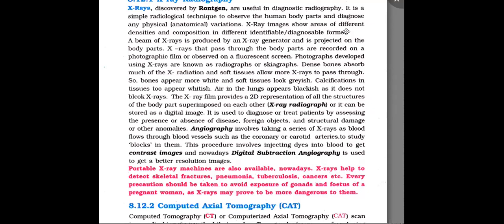Okay. So this procedure involves injecting dyes into the blood to get contrast images. Nowadays, we call it digital subtraction angiography. We use it to get better resolution images. Digital subtraction angiography. We don't have much mechanism here about this. Just a series of X-rays. So to explain the series of X-rays only, we went through this.